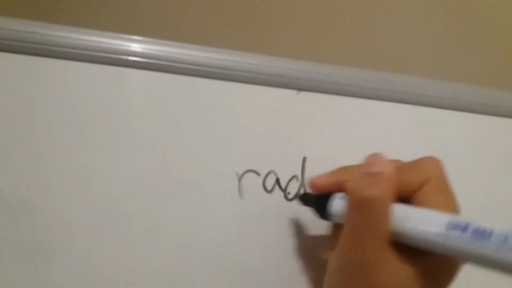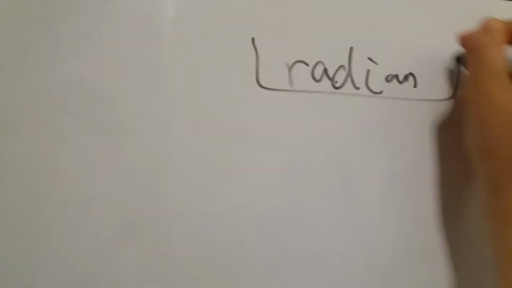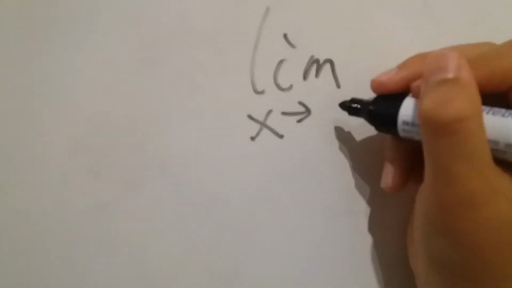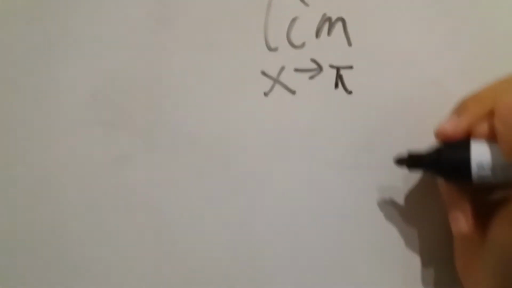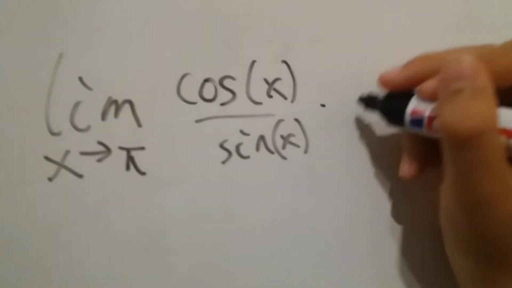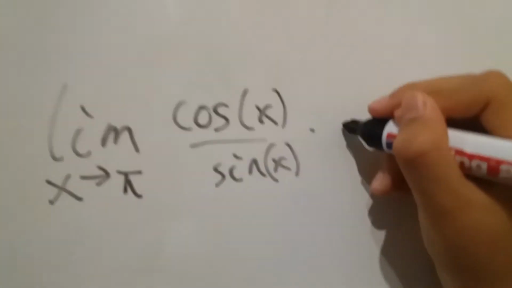Now, let's do another problem. Now we're going to use some of our trigonometric functions, and this is going to be in radians, so beware. So the limit as x approaches pi of cosine of x over the sine of x times the cosecant of x. What is that?